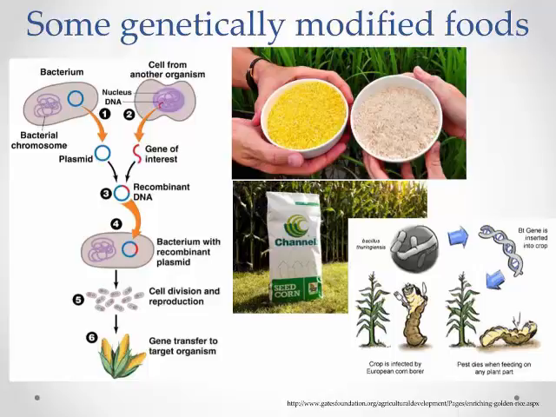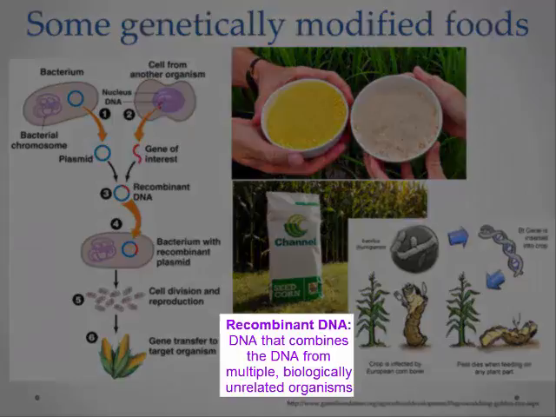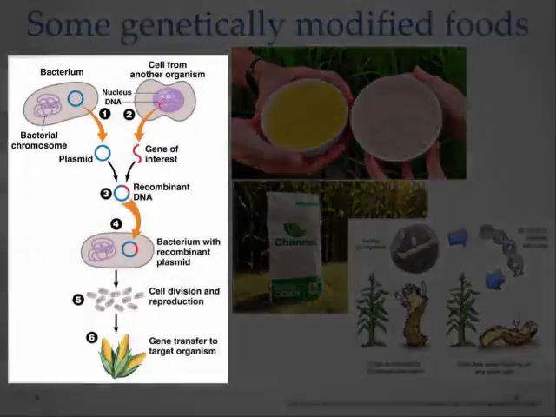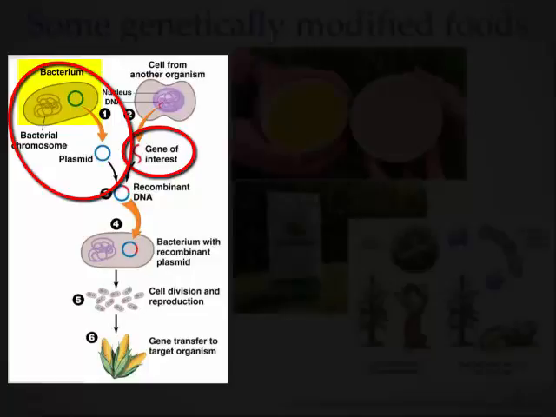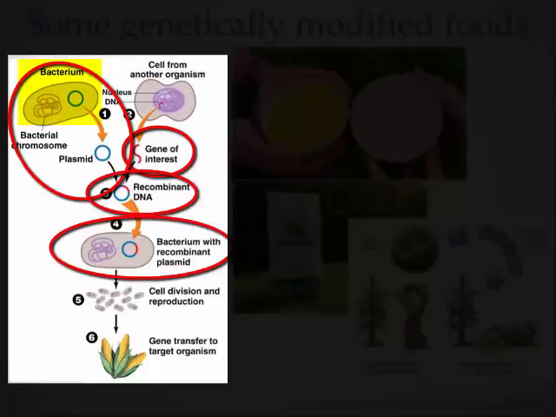A great majority of GMOs are created using recombinant DNA. Recombinant DNA is DNA that combines the DNA from multiple biologically unrelated organisms. The first step to create recombinant DNA is to isolate the gene of interest from an organism. Then this gene is inserted into a plasmid, which is a small circular piece of DNA from a bacterium. The plasmid with the gene of interest is now considered recombinant DNA and is placed inside a bacterium.